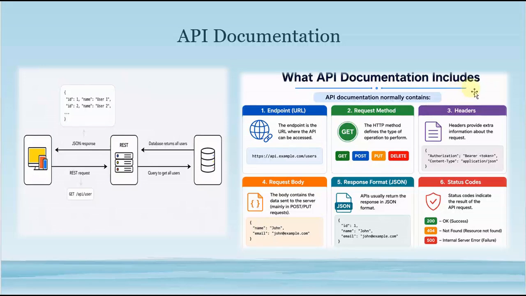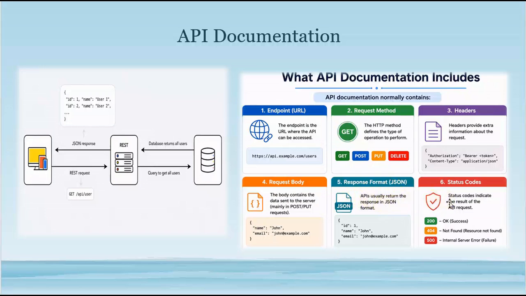API documentation also includes headers. Headers provide extra information about the request. Then the request body. The request body contains the data to send to the server, mainly in POST and PUT requests. And the response format is JSON, JavaScript Object Notation. APIs actually return the response in JSON format.